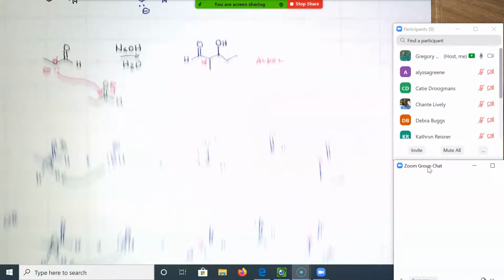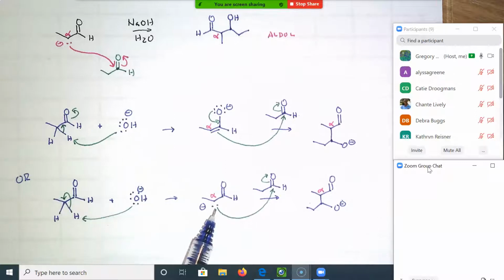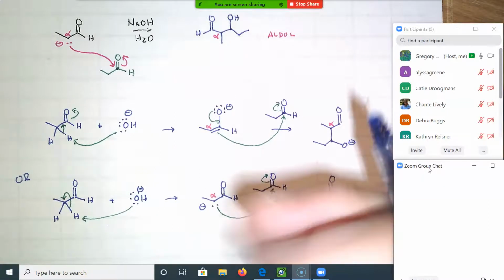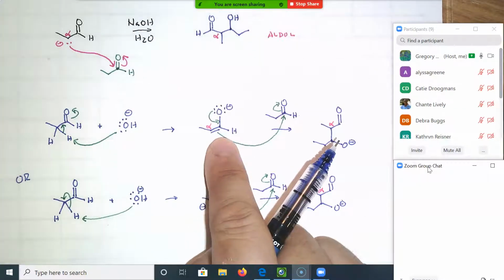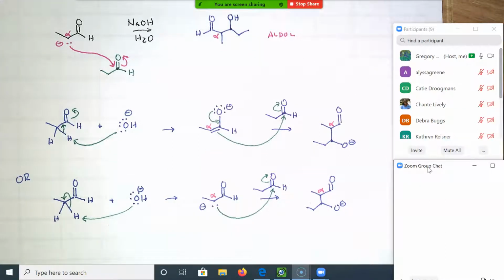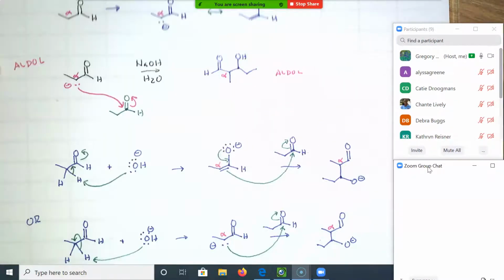So again, don't get hung up. If you like doing it this way, because you literally see the carbon anion, then go this way. But again, my preference is to draw the more contributing resonance structure. Okay. If there are no questions about that, let me just label this real quick. This is the aldol at the top.